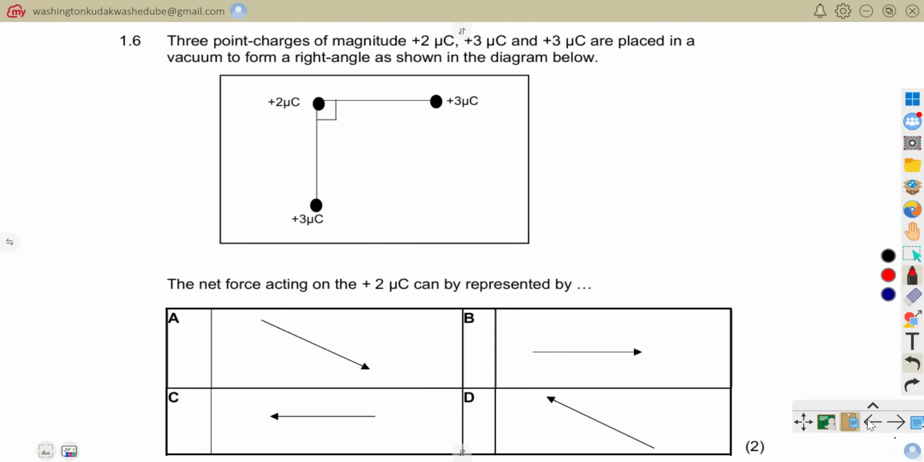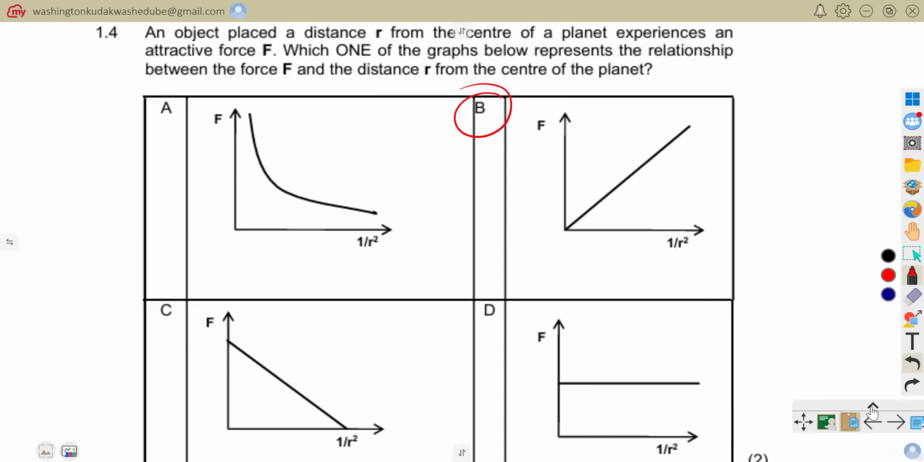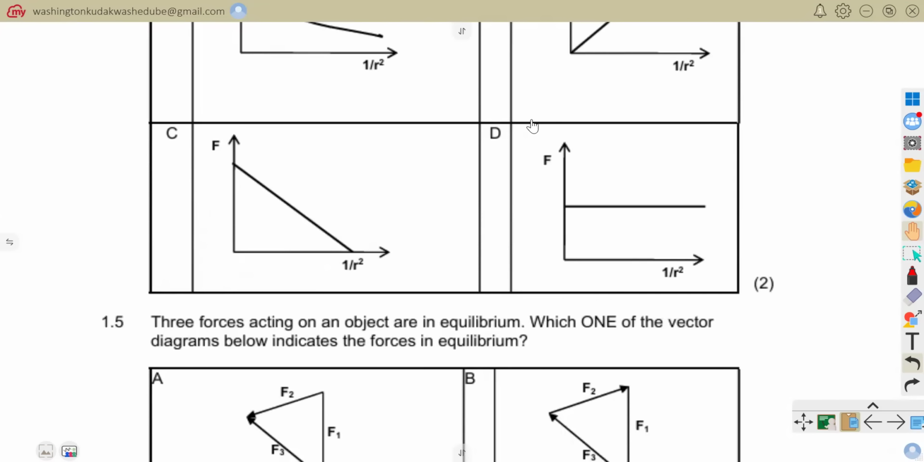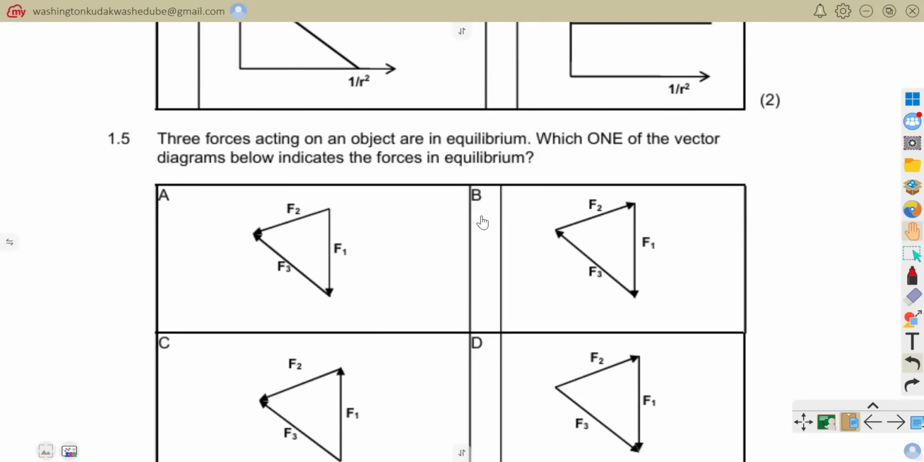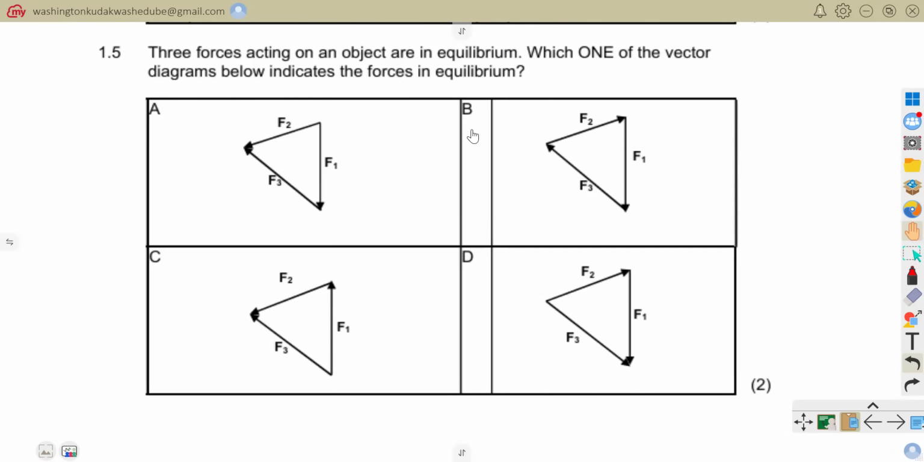Now, I think I just went on to question number 1.6 by skipping question number 1.5. So let's see if 1.5 is below there. Yes, we have got 1.5. Now we are saying, we now have 3 forces. So they are saying 3 forces acting on an object are in equilibrium. Which one of the vector diagrams below indicates the forces in equilibrium? So a vector diagram that represents forces that are in equilibrium should be a closed vector diagram.